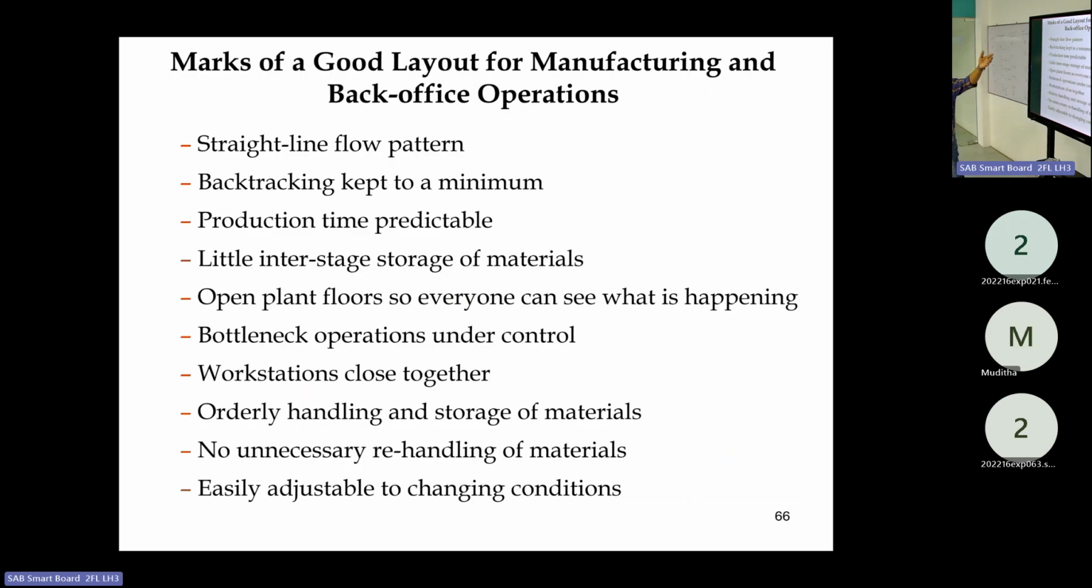Characteristics of good manufacturing layouts. Straight flow line should be there. Backtracking should be kept at minimum. Backtracking, going backward in the process, should be kept minimum. Only forward flows. Production time predictable. Little inner stage storage of materials. Work in progress, minimum.